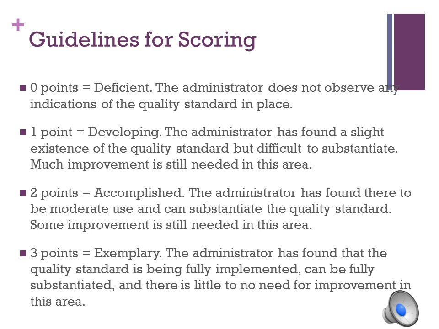2 points would equal accomplished. The administrator has found there to be a moderate use and can substantiate the quality standard. Some improvement is still needed in this area. And 3 points would equal exemplary. The administrator has found that the quality standard is being fully implemented, can be fully substantiated, and there is little to no need for improvement in this area.